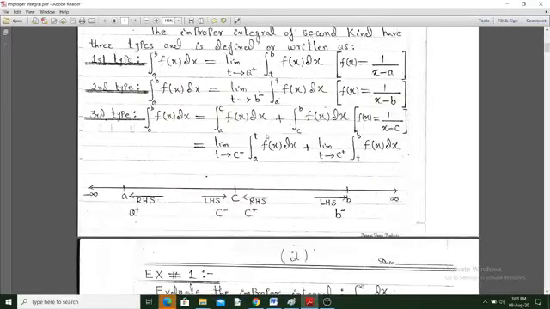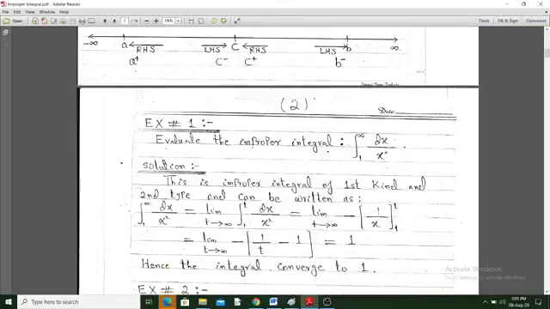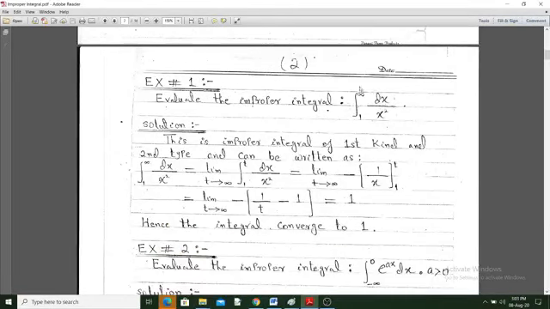So we will discuss some mixed type integral also in the example. Let's solve some examples related to first kind, second kind, and mixed kind. So we have to evaluate this improper integral. This is an improper integral of first kind. Why is this first kind? Because the upper limit is infinity, and the type is second type because the upper limit is infinity.